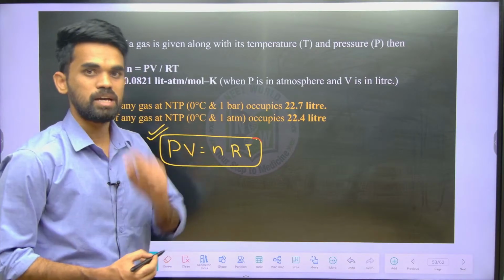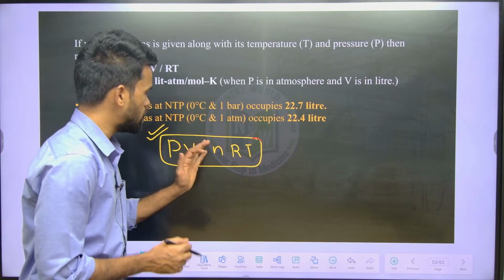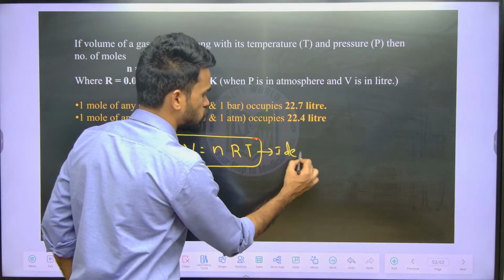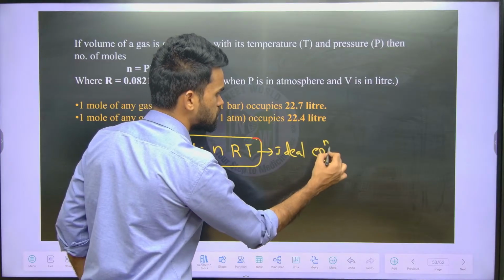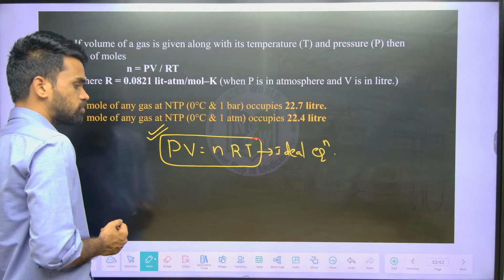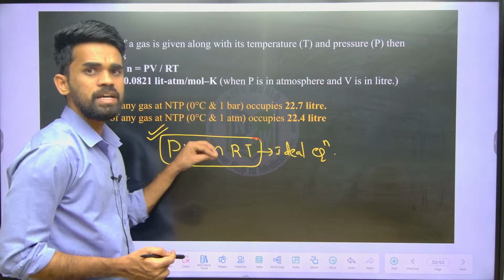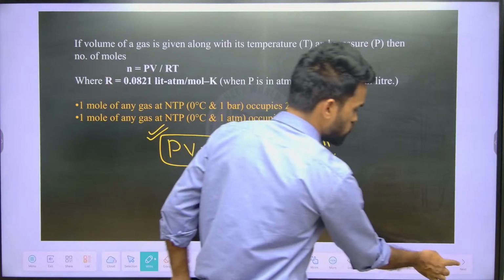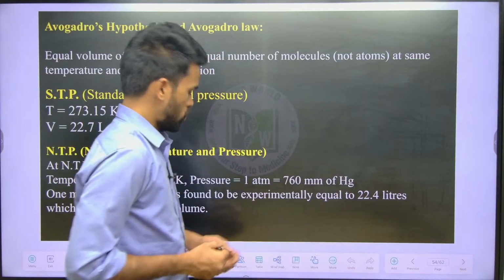I will explain how we got this again in thermodynamics and states of matter, but now just remember: this equation is called the ideal gas equation, and gases which obey the ideal gas equation are called ideal gases. Now why do we need to study these? I will tell you.